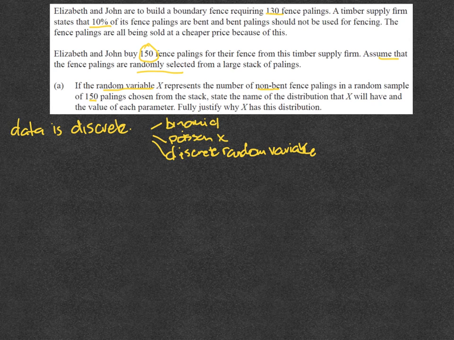You've got two options here with the binomial. You've either got that they're bent or they're not bent. So I think we're looking at a binomial distribution here. So when it says fully justify why X has this distribution, it's saying state the name. Yep, okay, so we've got a binomial distribution.